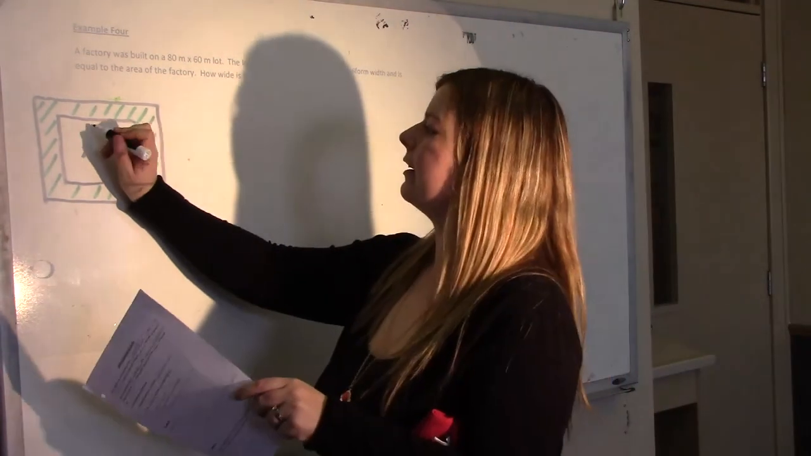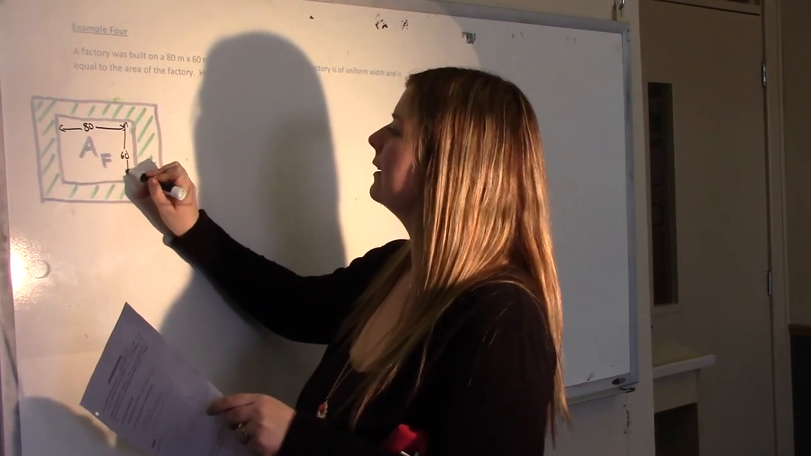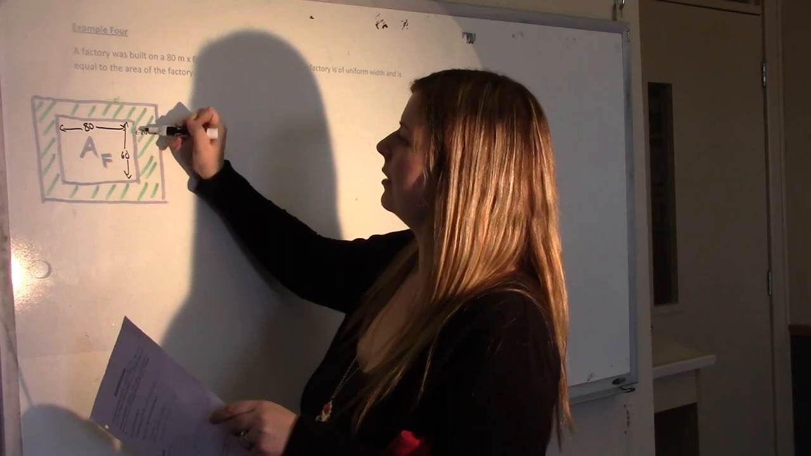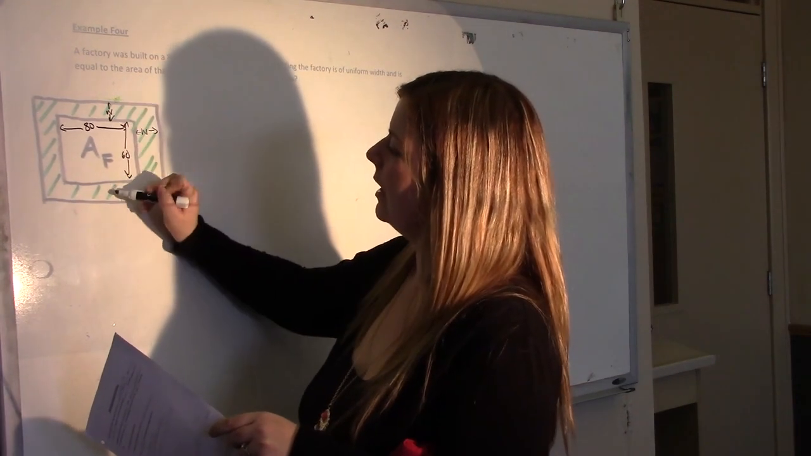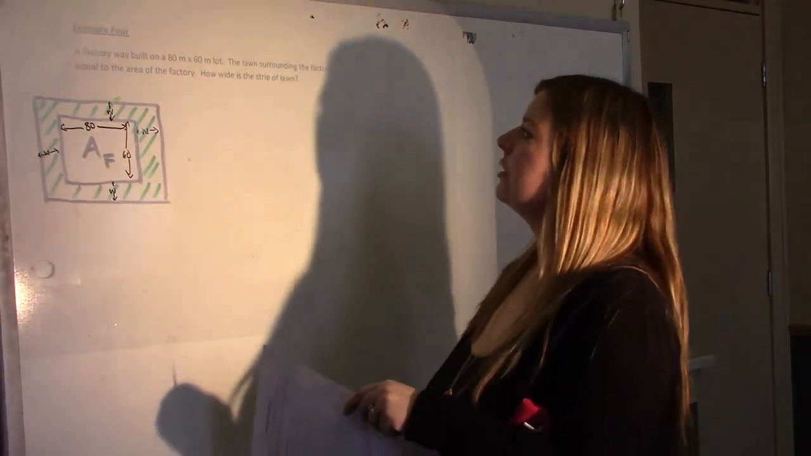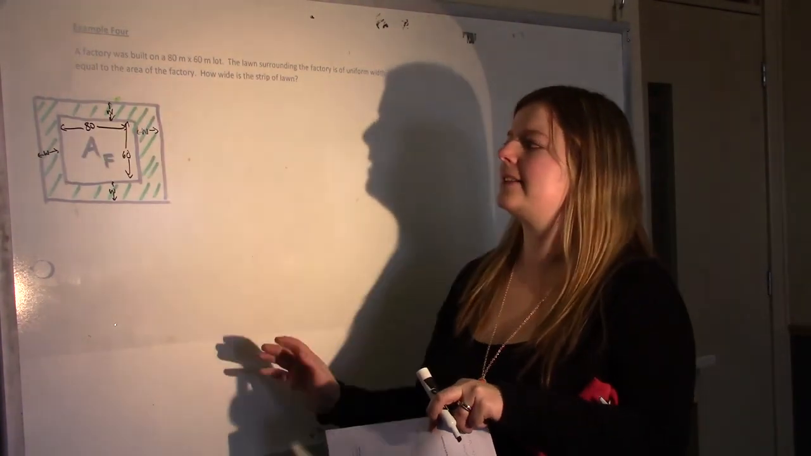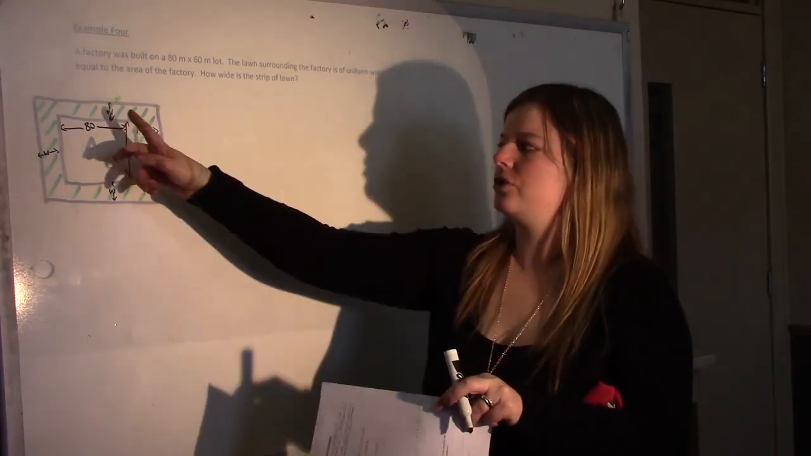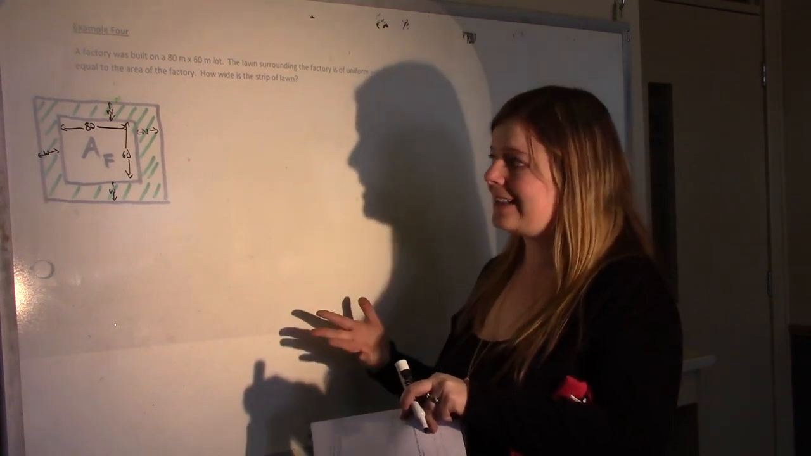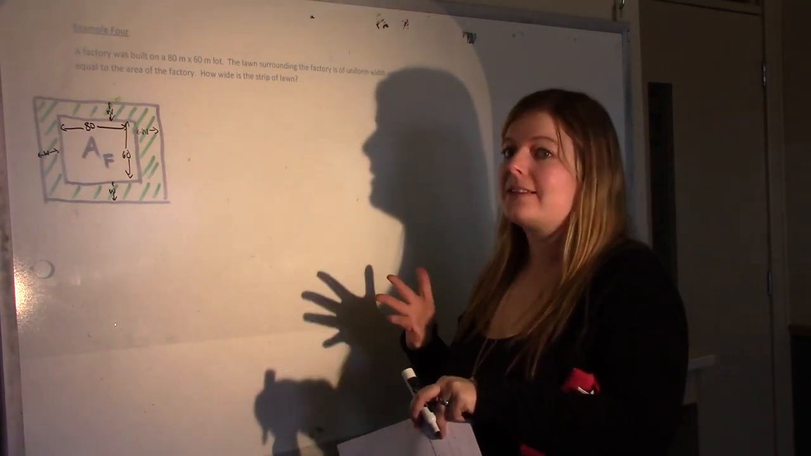The factory itself here is 80, and this is 60. And this width, even though I didn't draw it well, is the same all the way around. So this is W here, and this is W here, and this is W, and this is W. So this green area around here is the same as the area inside here, which you should be able to find. So what you need to do is come up with an expression for the area of the grass and set it equal to what you know to be the area of the factory, and then solve that equation.